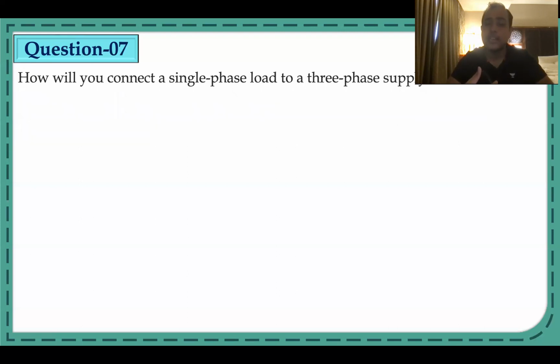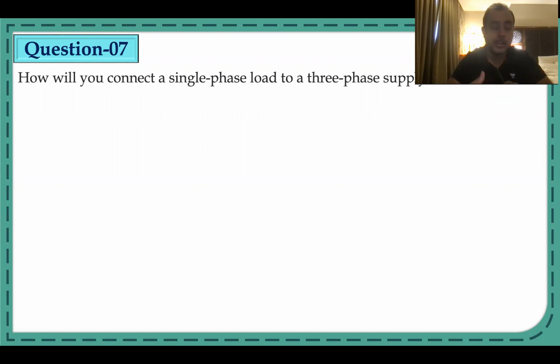How will you connect a single phase load to a three-phase supply? Always remember, beta, whenever we connect a single phase load to a three-phase supply, we always connect it between line to line. We never connect it between line to neutral because that causes more unbalancing as compared to when a single phase load is connected line to line.